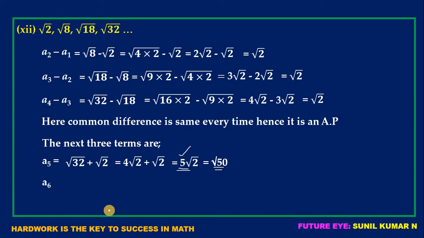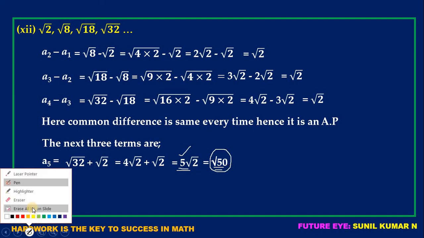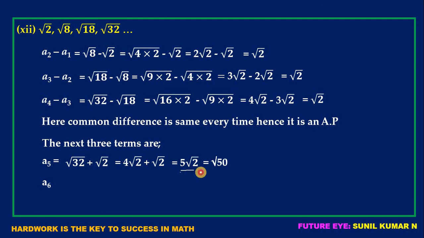Next, a6. So for that, this root 50 add to root 2. So root 50, how can we write? We have written here 5 root 2. And 5 root 2 add 1 root 2, we get 6 root 2. Now try yourself. How can you send 6 inside? You have to make the square and you should send. So 6 square is 36. 36 times 2, we get 72. Very simple.